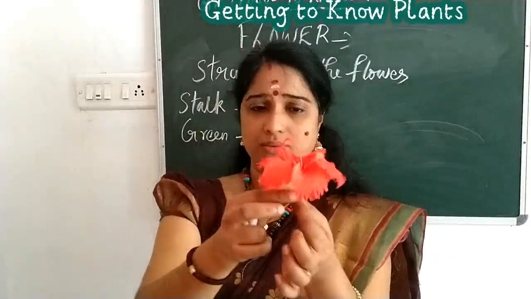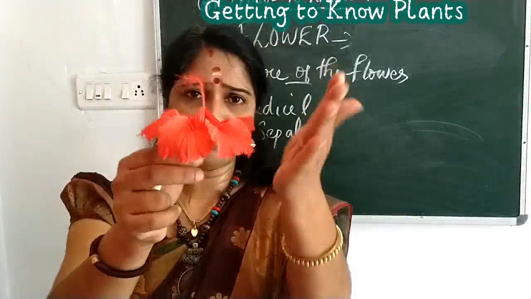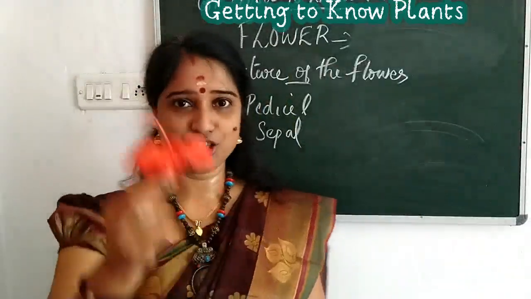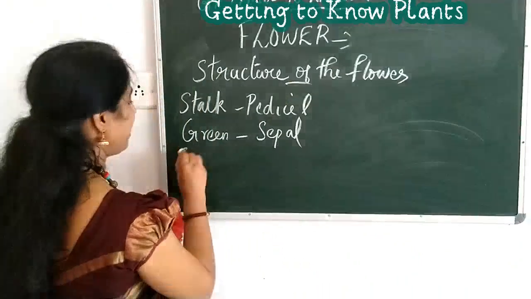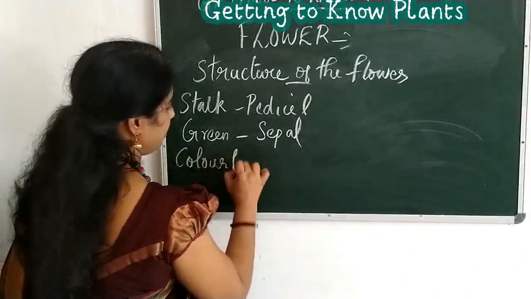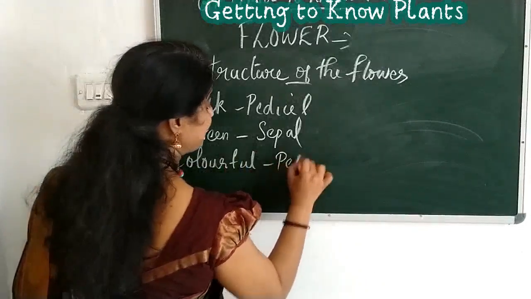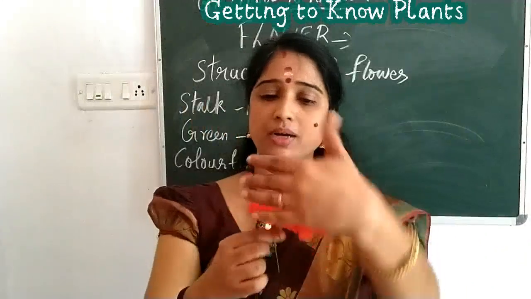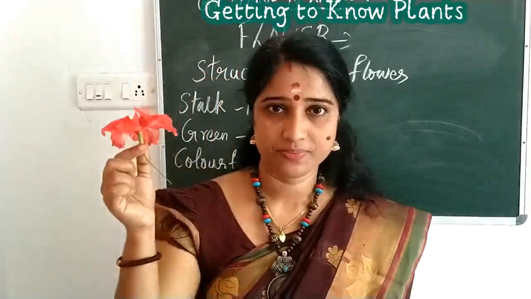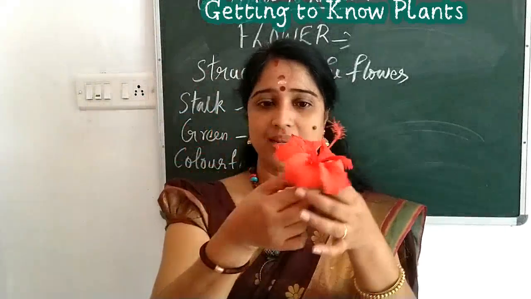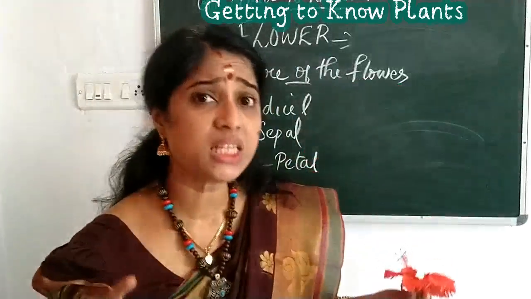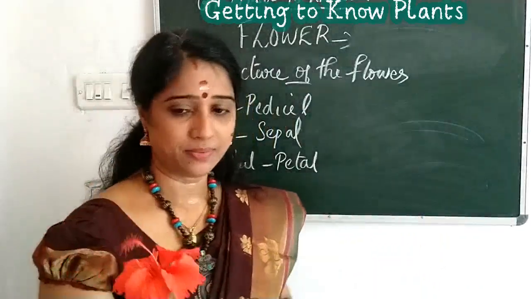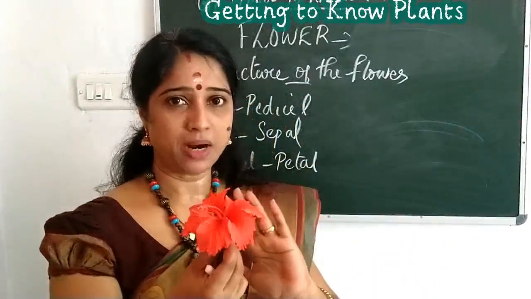What about this part? The attractive or colorful part of the flower. It is known as the petal. In all the plants, all the flowers, this colorful part is known as the petal. Clear? So this is the pedicel. This green is the sepal, and the colorful part is known as the petal. Clear? These three parts. Okay.